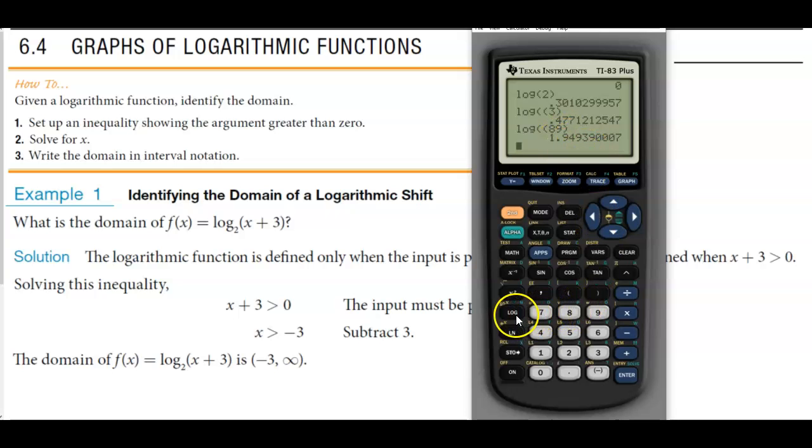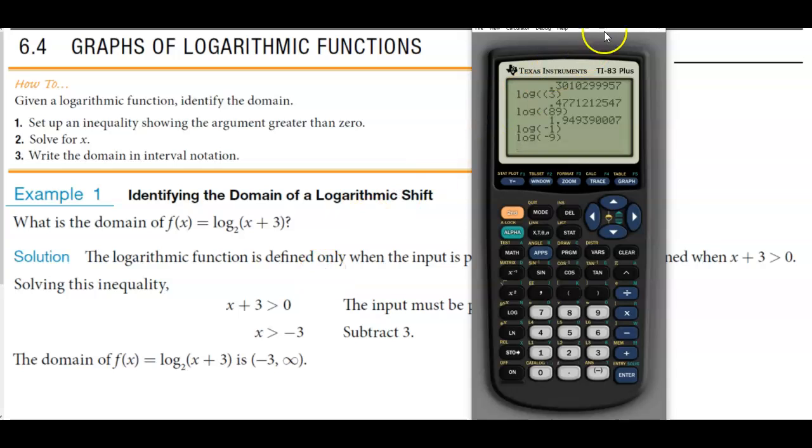Now, let's say if I put in the log of -1, well, we're getting an error because it's a non-real answer. So if we put in the log of -9, again, we're getting a non-real answer because it does not accept negative numbers.